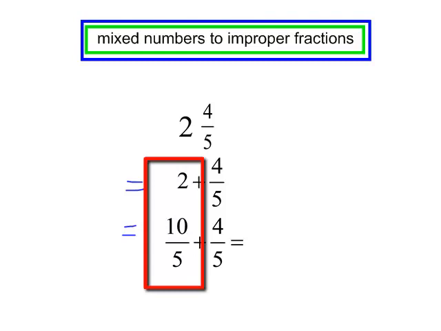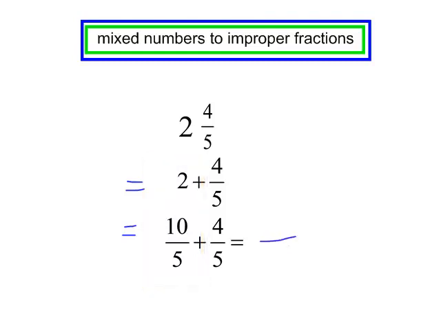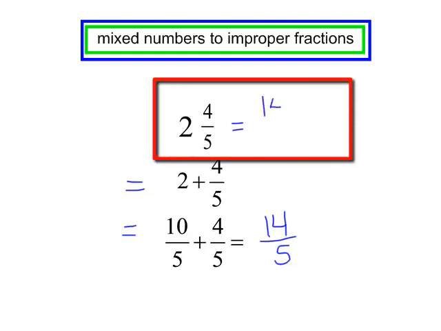I now have a common denominator of 5, so I would just add up the numerators, and 10 plus 4 is 14. 2 4/5 is the same thing as 14 over 5.